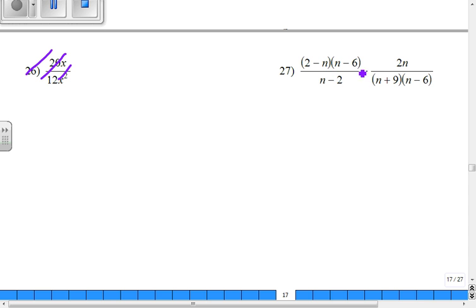Okay, this one asks us to multiply. We know that when we're multiplying fractions, we multiply straight across. So we can add parentheses and then just make this one big fraction. That's all we had to do to multiply.